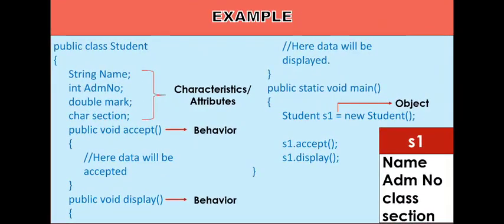Look at the example again. Here, name is declared with string data type, admission number is declared with int data type, mark is declared with double data type, section is declared with char data type. Now, when S1 is created from the student class, S1 is capable of holding string, as well as integer, as well as double, as well as character. And S1's data type is student. Now we can say student is a composite data type.